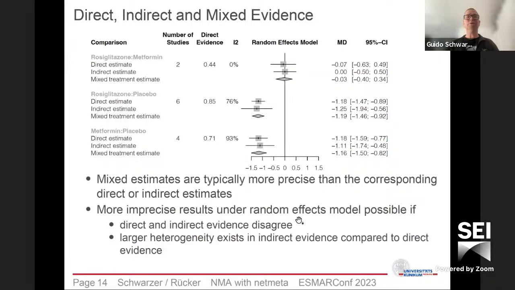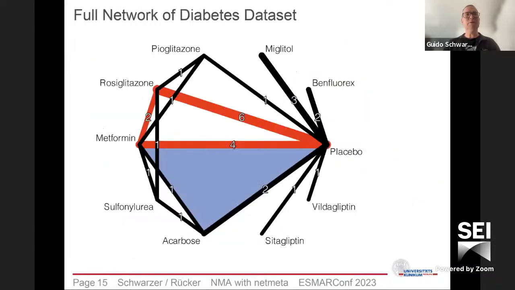There are some situations where this might not be the case, especially if the direct and indirect evidence disagree. But yeah, this is, I would say, a general problem, that one then would have to look into in more detail. And this is everything I would like to say on indirect comparisons and mixed treatment comparisons.